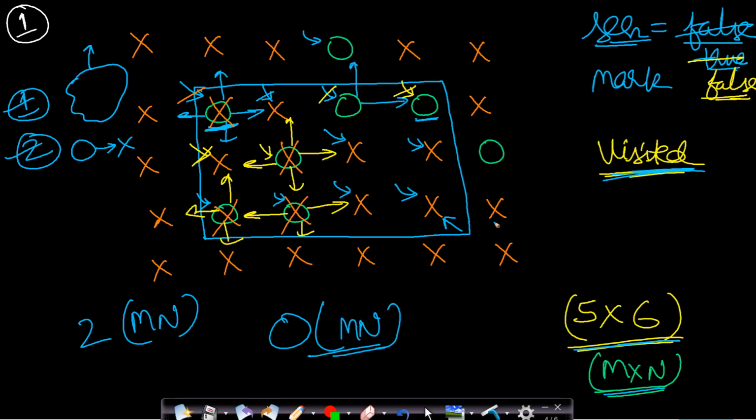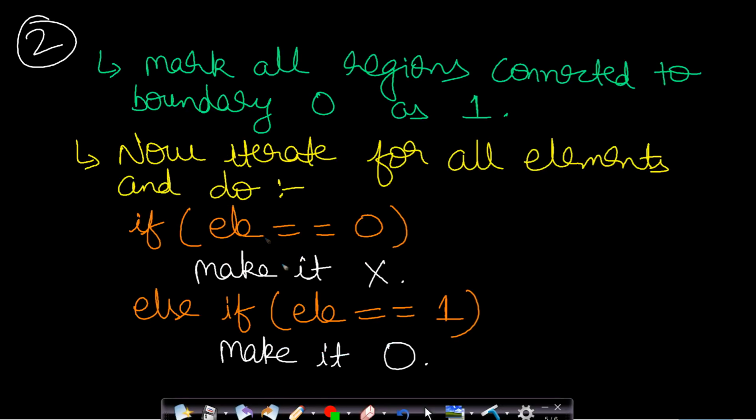Now let us look at an efficient approach. So the efficient approach algorithm goes like this. First, what we will do is we will mark all the regions connected to the boundary 0 with 1 values. And now iterate for all the elements and do: if element is 0, then make it X. Otherwise, if element is 1, then make it 0. So I don't think you understood anything from this. So let us now solve the example in order to understand it.